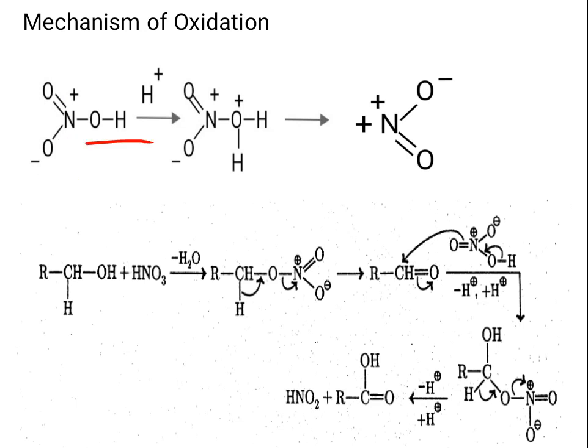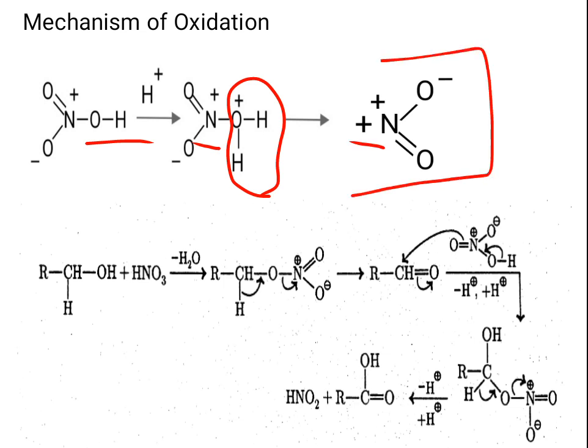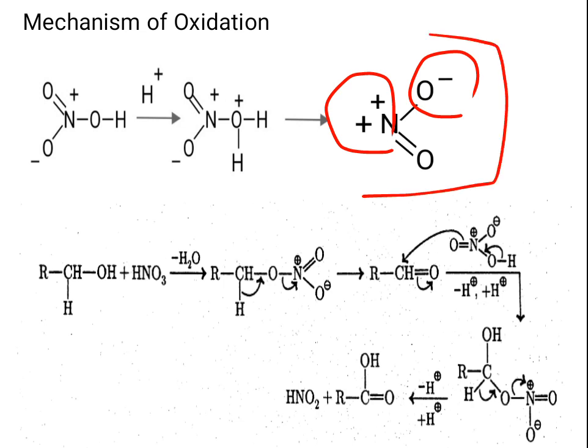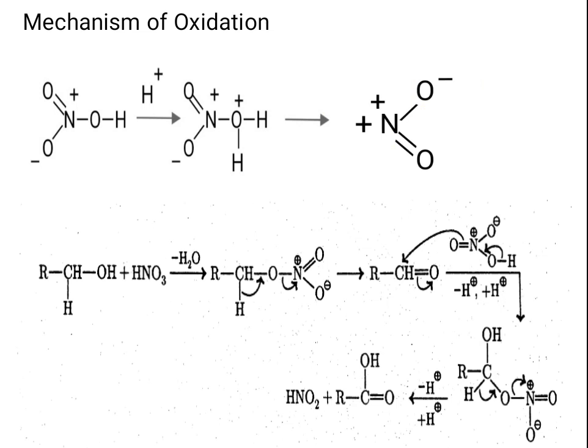Now this OH takes up a proton and this becomes OH2 plus, which is a very good leaving group. So after the elimination of water, this nitrogen gets another plus charge. This is actually NO2 plus. We say this NO2 plus. In actuality, this nitrogen possesses 2 plus charge and this oxygen possesses 1 minus charge. So the overall charge will be 1 plus charge, which is NO2 plus.